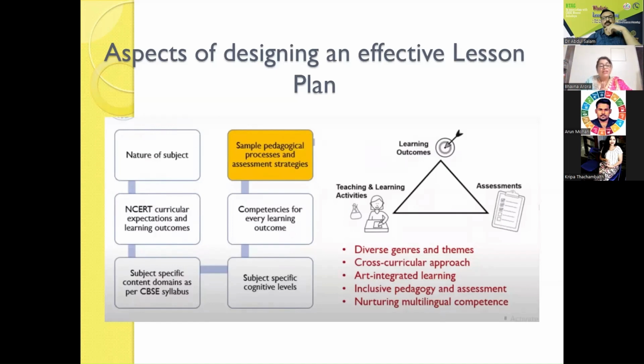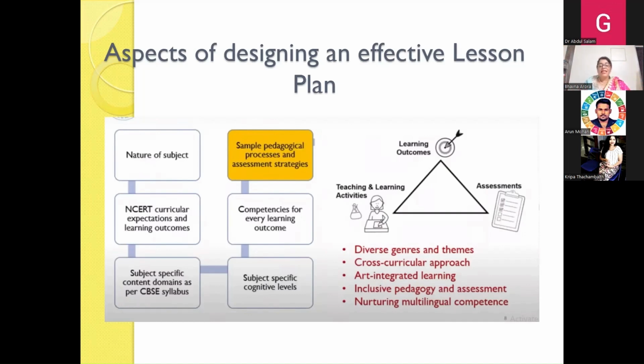So these are the expectations of the NCERT curriculum and learning outcomes. Then subject-specific content domains as per the CBSE syllabus. It's very important that we stick to the subject-specific content also, because most teachers of senior classes generally think it's always about covering the syllabus. They have less time and need to finish the syllabus fast. But I must tell you, it's never the covering of syllabus. It's always uncovering the content. No matter if you take a little more time, please ensure that your children have learned what they ought to.